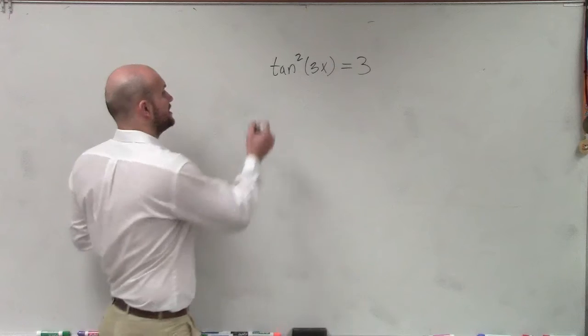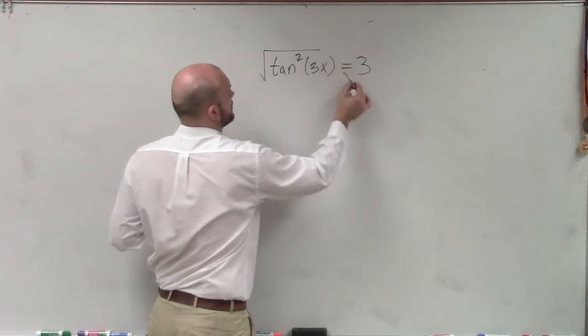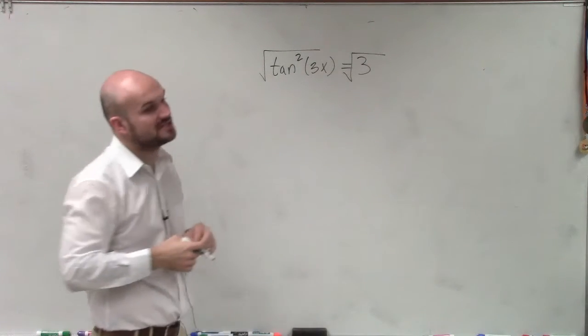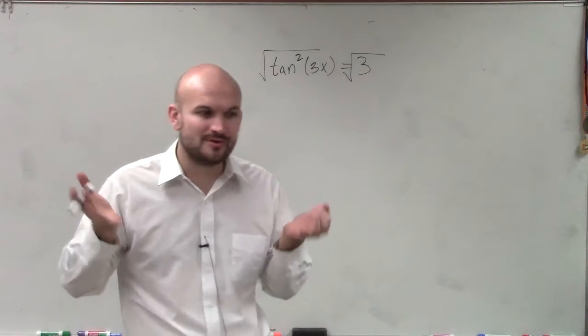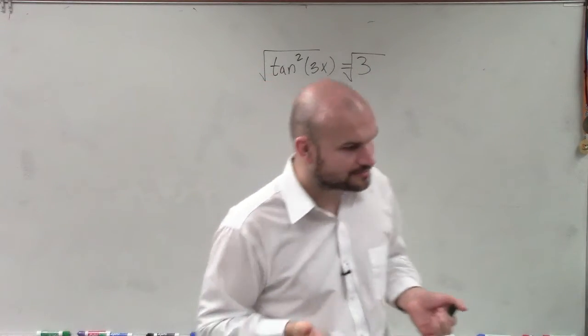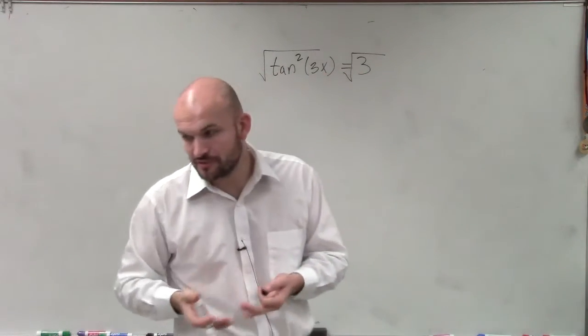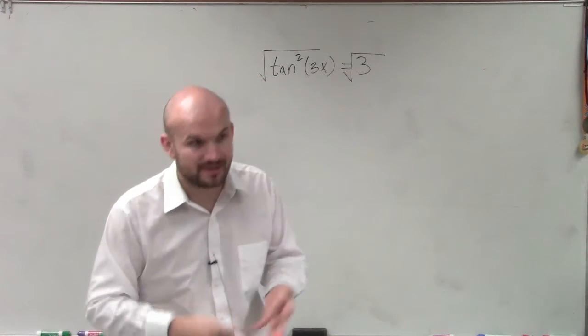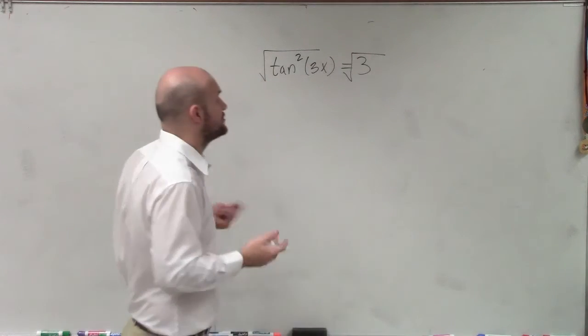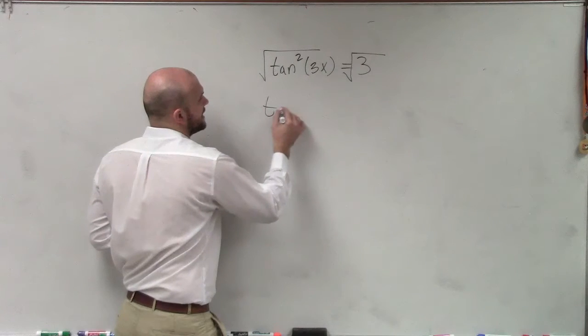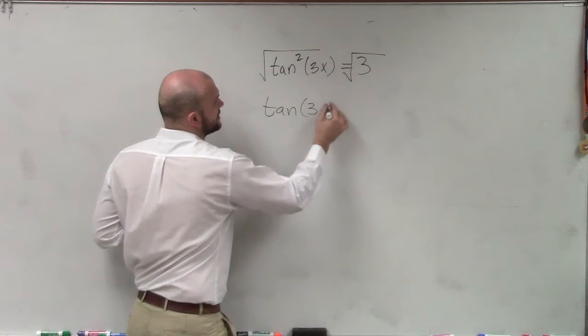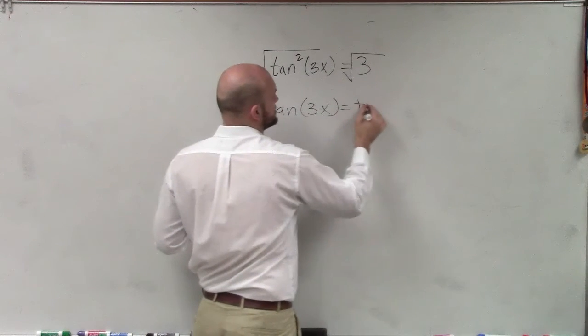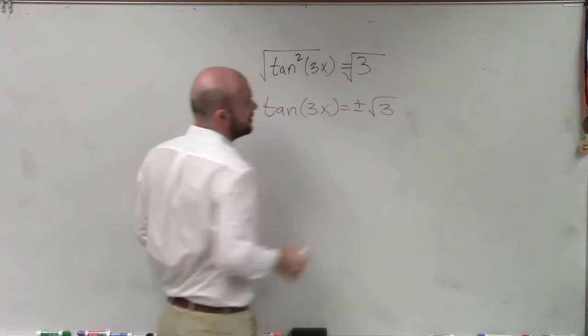So to do that, we can take the square root. Now remember, when introducing the square root, you have to include the positive and the negative solution. We did that in Chapter 2. We did that in Chapter 3. It's coming back again. We have to make sure we introduce that. So therefore, I have tangent of 3x equals plus or minus the square root of 3.